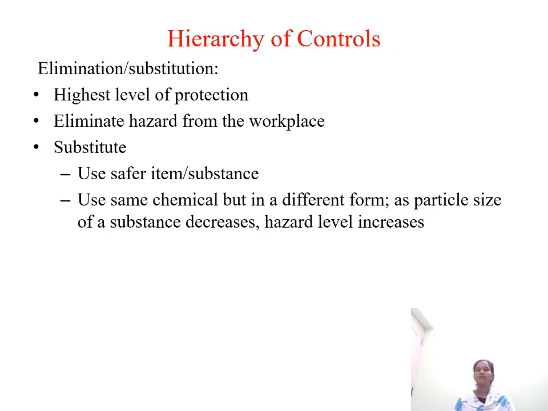Hierarchy of control. They will go for the elimination of the hazard or substitution of different substances for reducing the hazard. First, that is the highest level of protection, they will eliminate the hazard from the workplace. They will substitute using a safer item or substance. In the chemical industry, they will use the same chemical but in a different form that is not hazardous. It should be remembered that as the particle size of the substance increases, the hazard level increases.